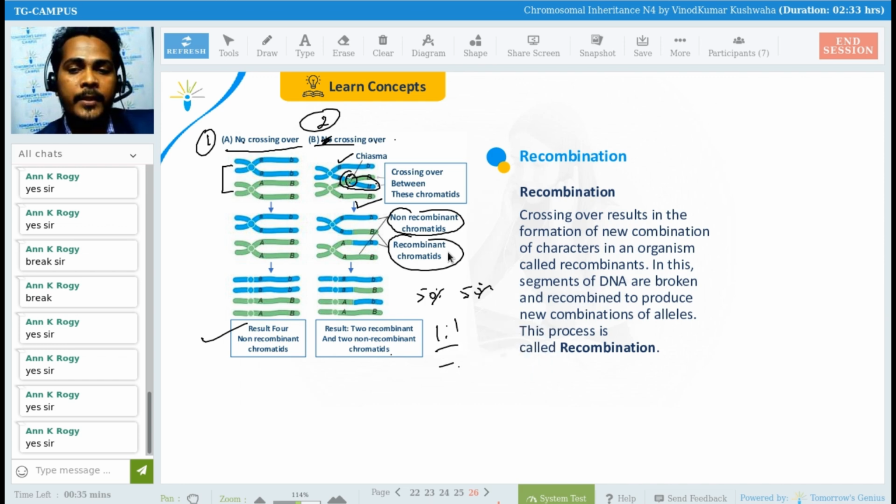So crossing over results in the formation of new combinations of characters in an organism, and that is called the recombinants.